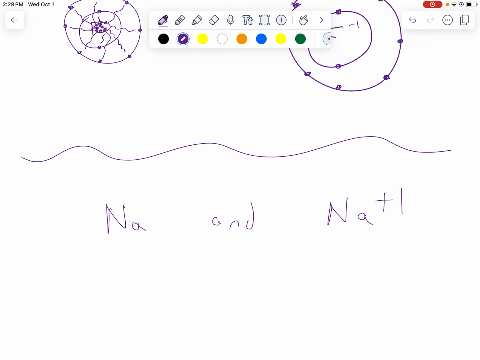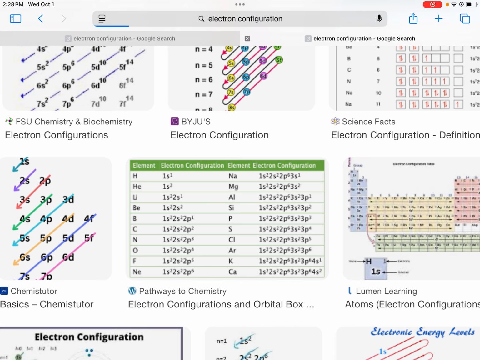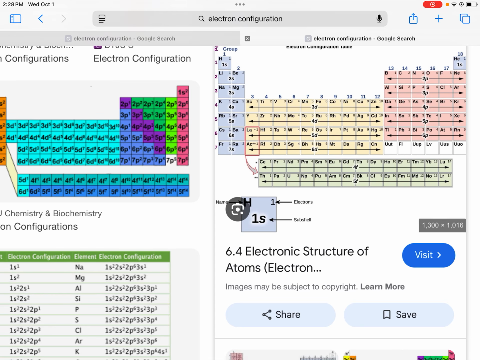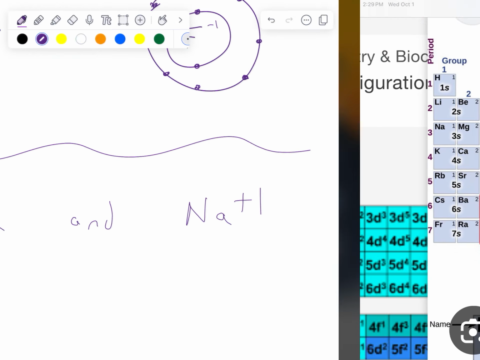Okay, sodium, I believe, is in the 3rd row. Let me double check just by looking back here. Yeah, sodium's in the 3rd row. So we can see right here, it's on the left-hand side. It's an alkali metal. So that means it has 3 shells.